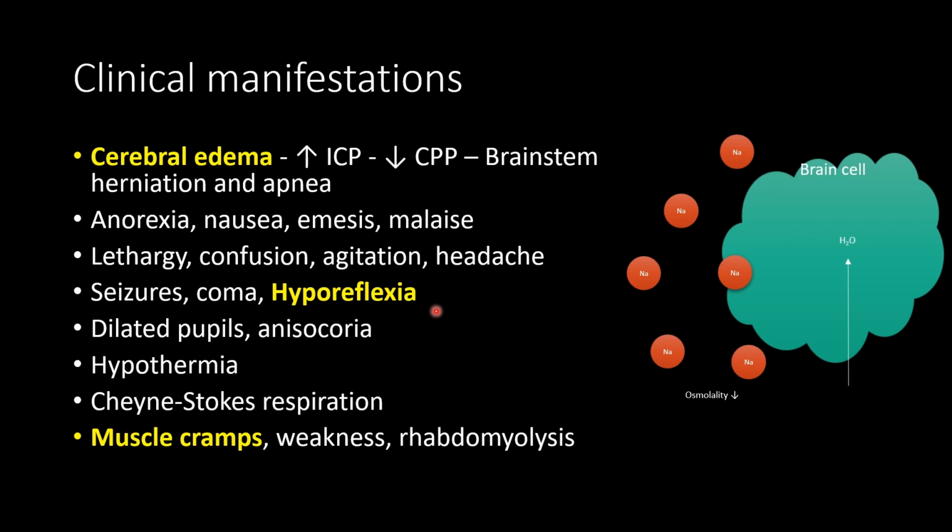Third thing you need to remember is that when the cell swells, there is a chance that the cell may swell so much that it will get lysed, or break down. When the cell breaks down, all the intracellular components get released outside. That will cause muscle cramps and rhabdomyolysis. This you need to remember.